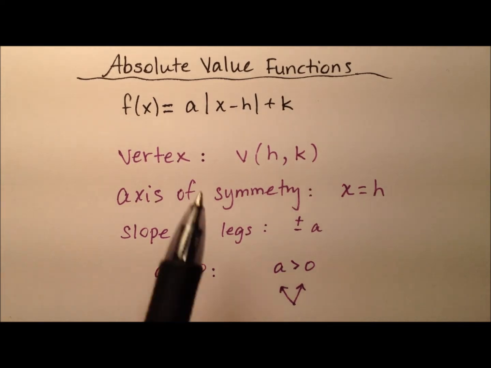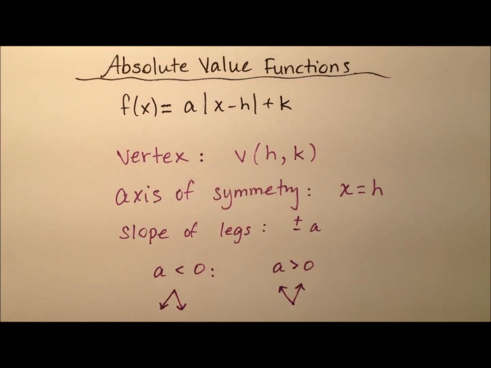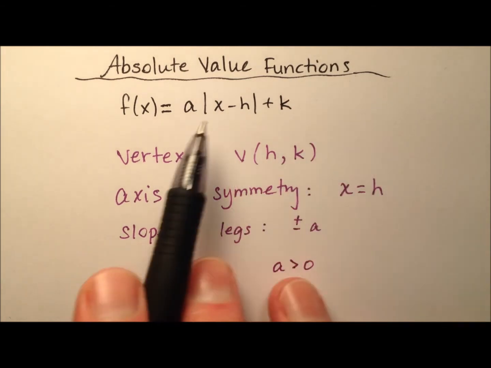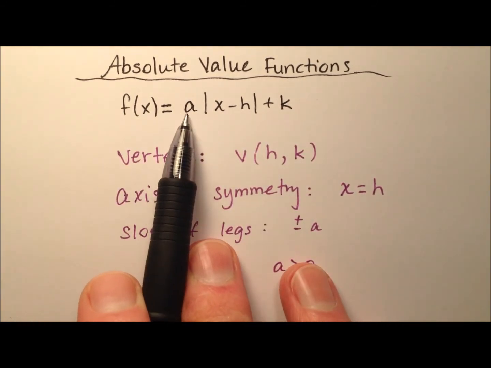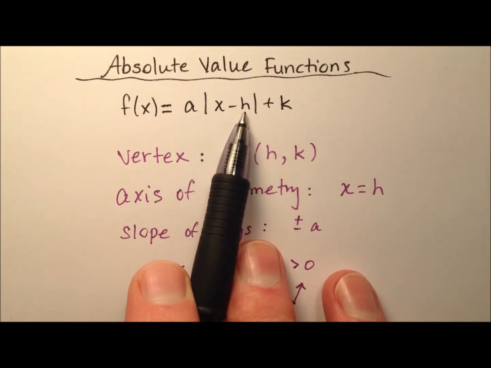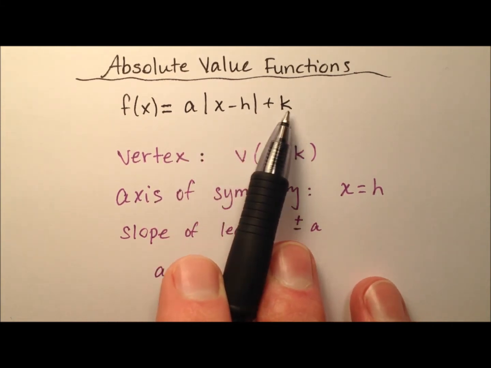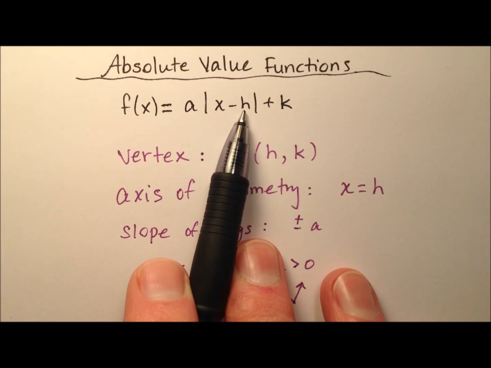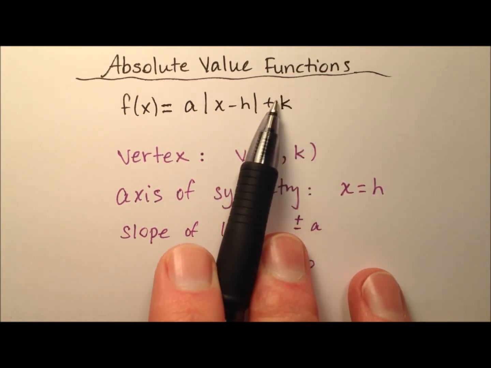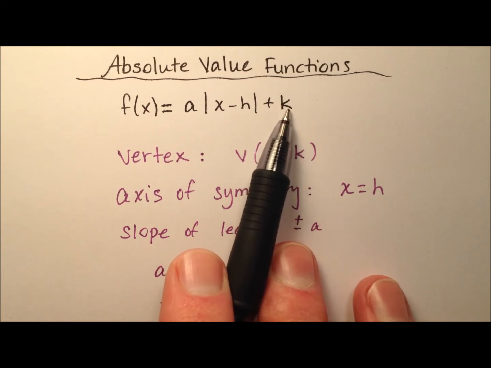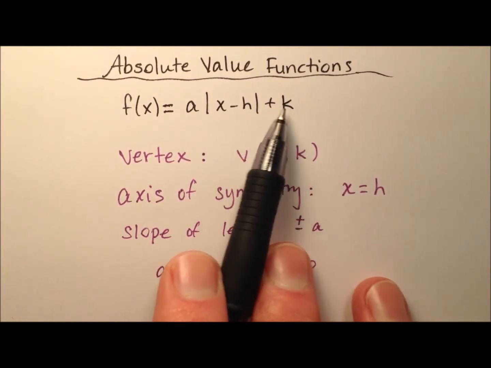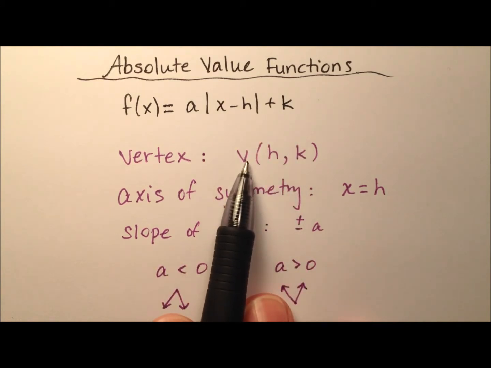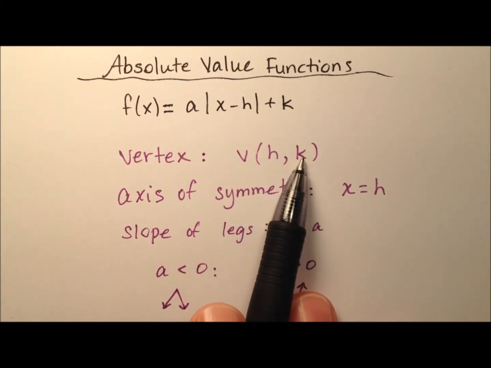Okay, so here are some characteristics that I want to discuss, and we have our absolute value function here, and here's the general form. We have f of x equals a times the absolute value of x minus h, and then plus k. So our h, remember, is going to be our horizontal translation, or slide, and k is going to be our vertical translation, or slide. And our vertex is given by those two translations. We have the vertex as an ordered pair, (h, k).